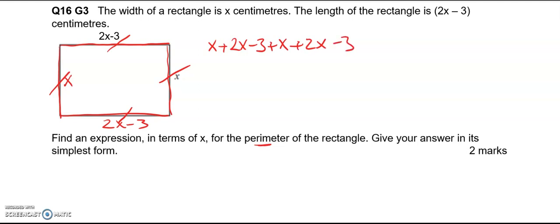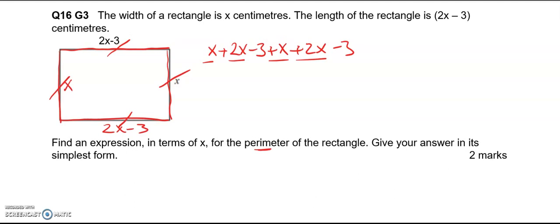So we have an x here plus 2x plus x plus 2x, which add to 6x. Then we have minus 3 minus 3. So that is minus 6. So 6x minus 6 is the answer.